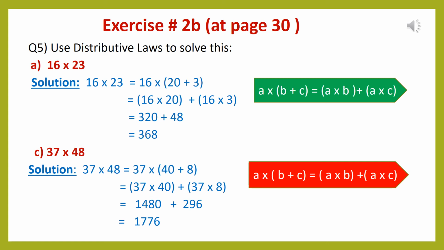Come to the next part. Here, again we will apply the distributive law of multiplication with 37 times 48. First, we will break 48 into 40 plus 8, and then, by using the distributive law, it will be 37 times 40 and 37 times 8, which is equal to 1480 plus 296, and then it is equal to 1776.